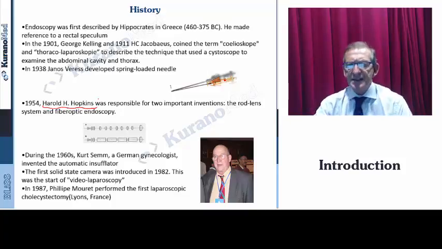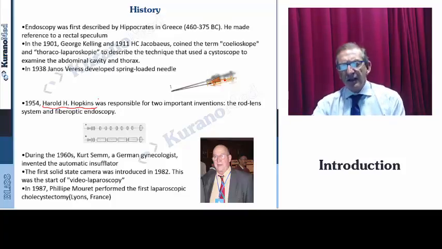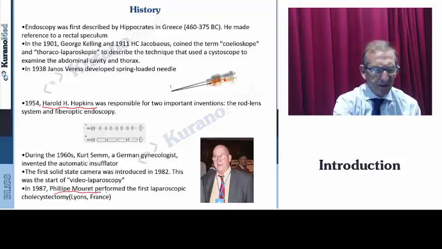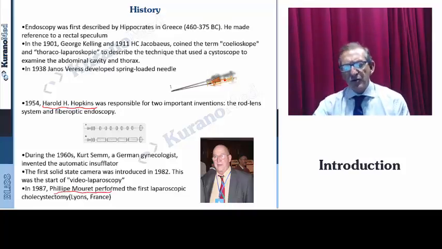In 1987, the three musketeers, and one was Philippe Mouret, I think, performed the first laparoscopic cholecystectomy. The other two, Jacques Perissat and another colleague, subsequently, within a few weeks, performed the same procedure, which started a new era of minimally invasive or minimal access surgery in the general surgery world.